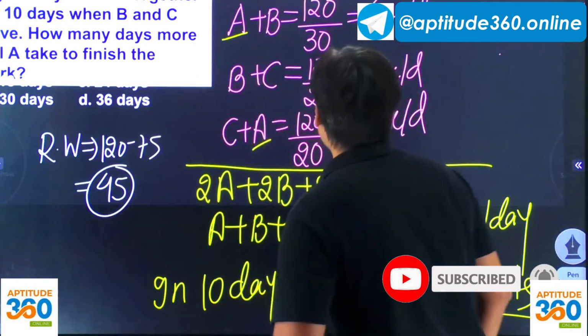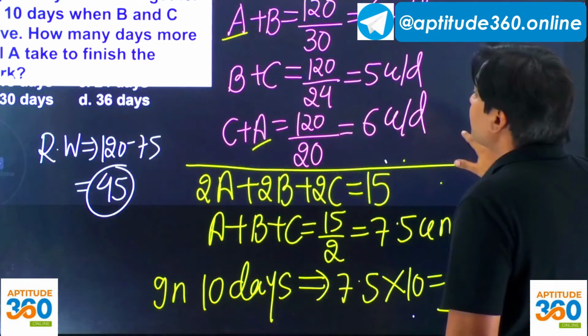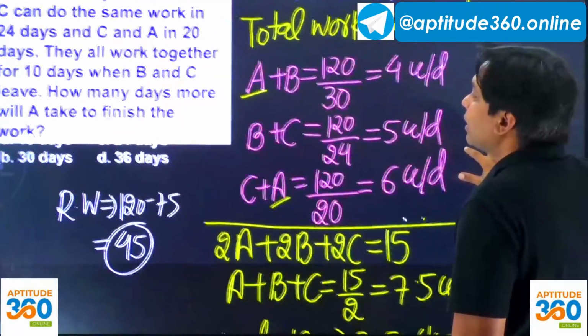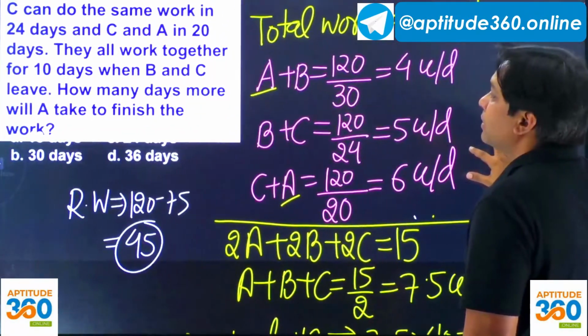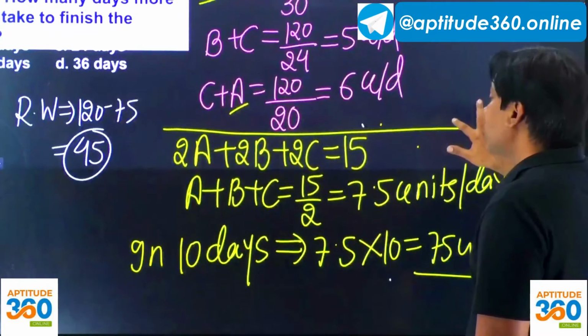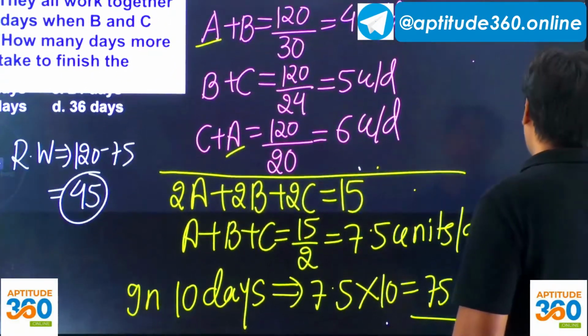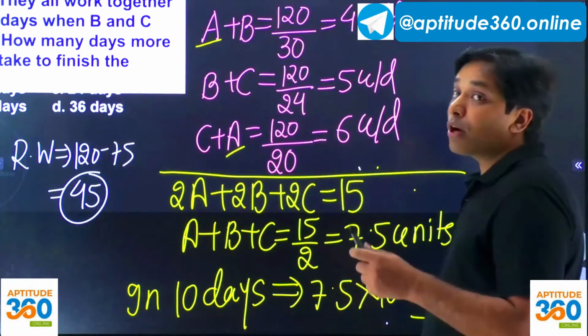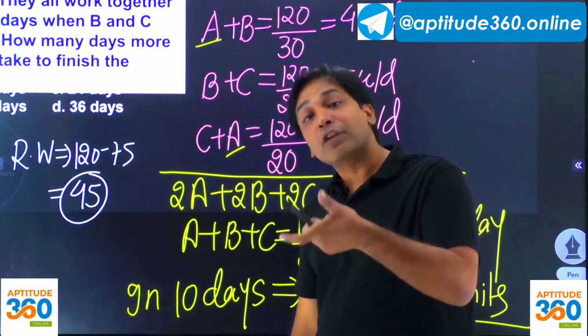अब प्रॉब्लम में आपके पास कंडीशन क्या थी? कंडीशन में कुछ तो भी बोला गया. क्या बोला गया? When B and C leave. अब B और C दोनों चले गए, और क्योंकि B और C दोनों चले गए, हमारे को यह पता करना होगा कि A अकेले कितना यूनिट काम करता है.